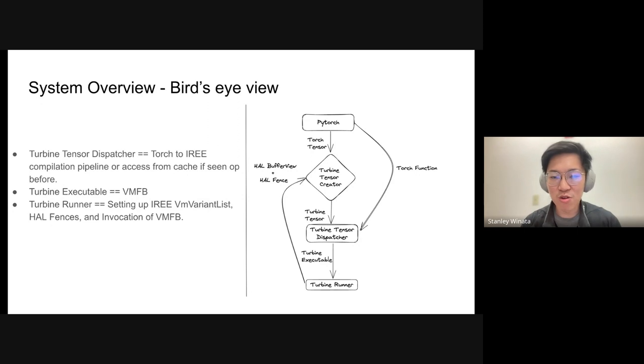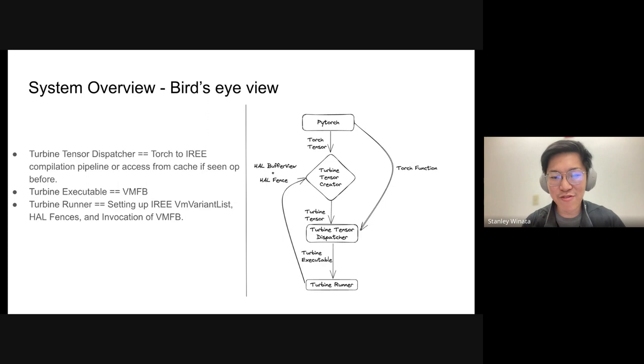Once you feed your Turbine tensor and Torch function to the Turbine tensor dispatcher, it analyzes your Turbine tensor shapes and your Torch function, and it'll be able to compile your dispatch based on the shape, the dtypes, and the Torch function itself. The fun part about this is we can cache it, right? The first time you compile it, it'll take some time, but after a while in that session, you'll be able to just cache it. And next time it's free, you just launch it.